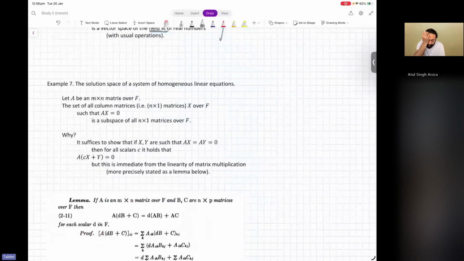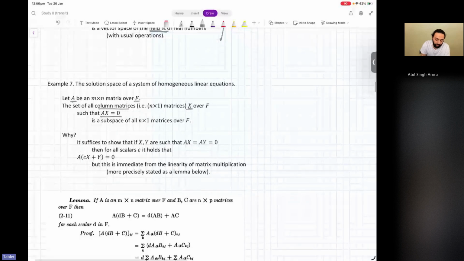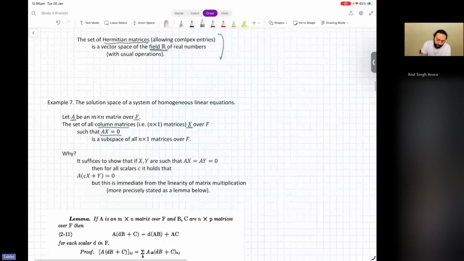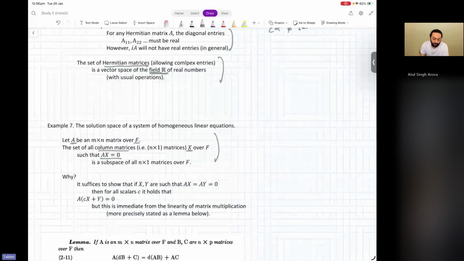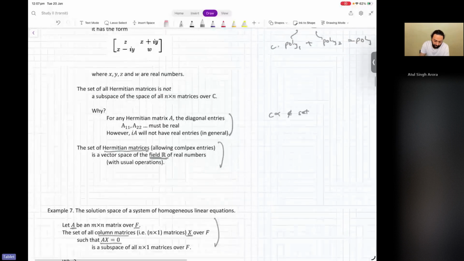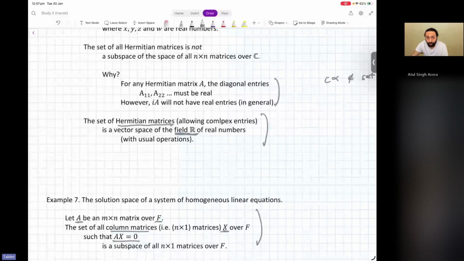So example 7 looks at the solution space of a system of homogeneous linear equations. Here we are looking at m cross n matrices over F, right? And A is fixed, this is given to you. And what you're looking at is the set of column matrices X such that AX equals 0. And the claim is that this happens to be a subspace of all n cross 1, so basically of all column matrices over F. Maybe this one last example we can do together, and then we'll move on.